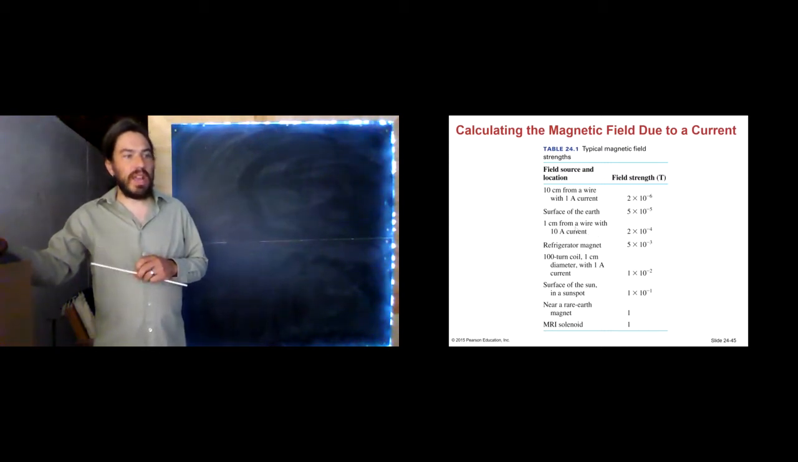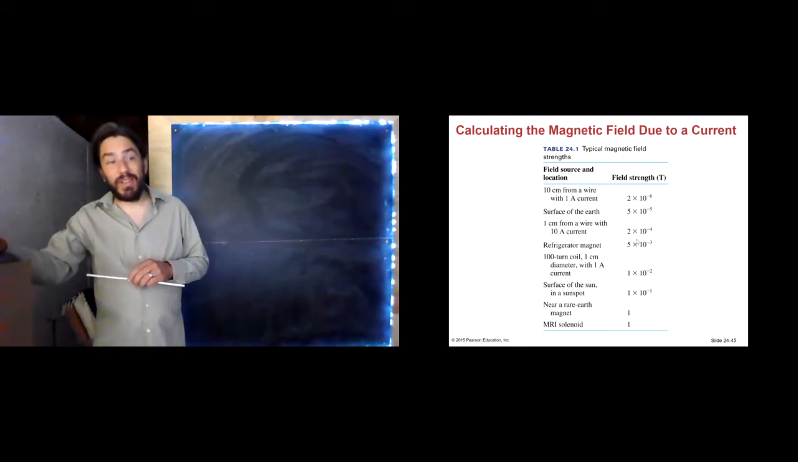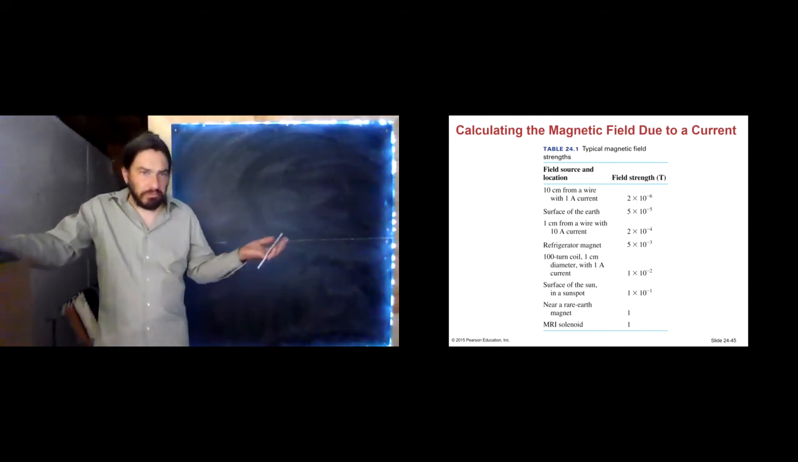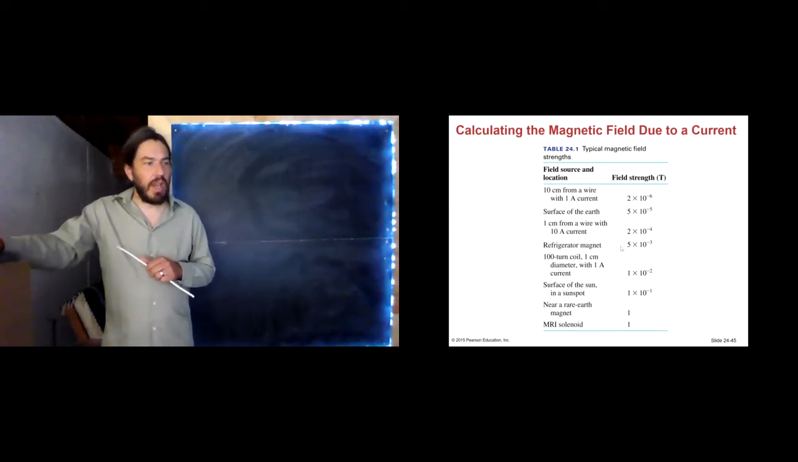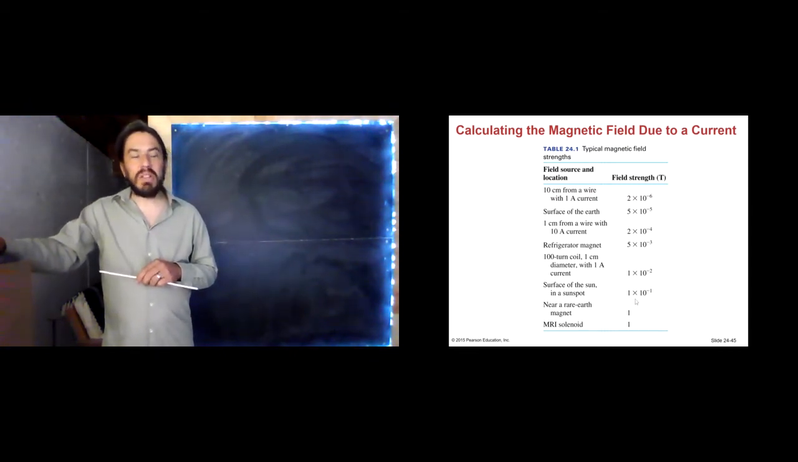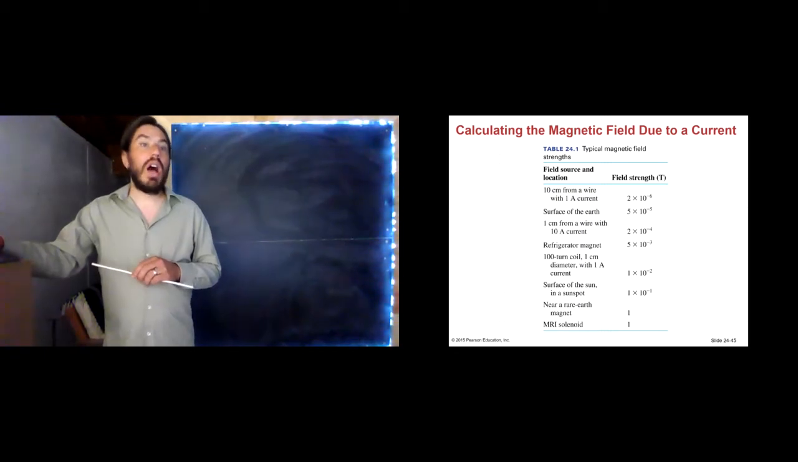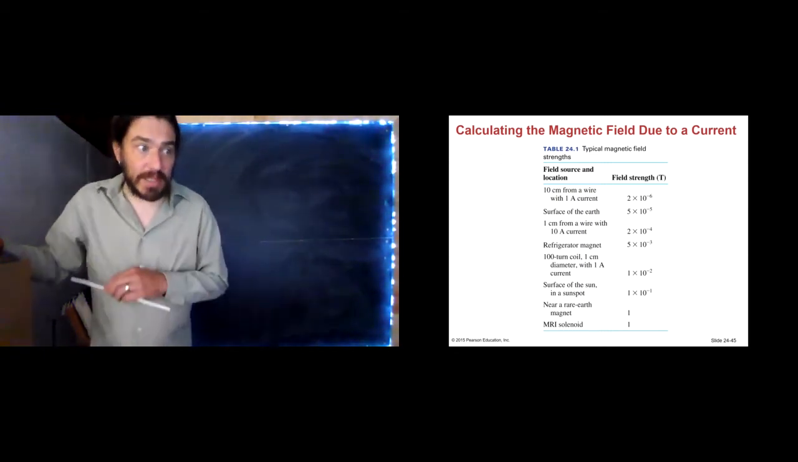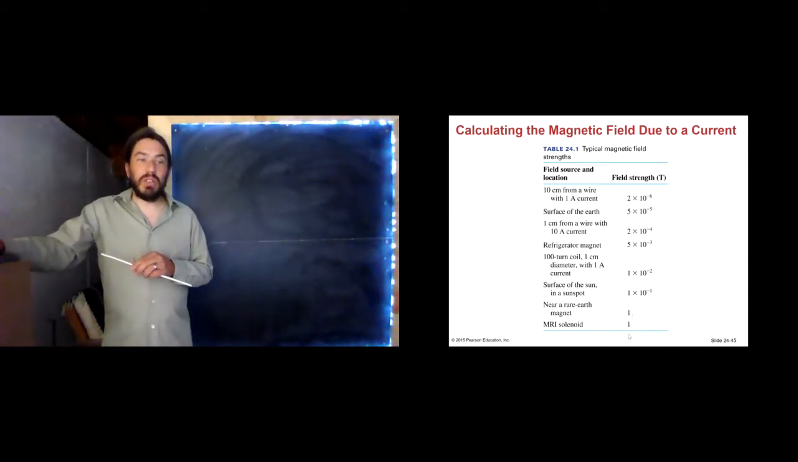If I'm 1 centimeter away from a 10 amp current, well, now I'm getting up here 2 times 10 to the negative 4th Tesla. A 10 amp current is a sizable household current. Nothing too ridiculous. Moving on. Surface of a sunspot. Surface of the sun. Something like 1 times 10 to the negative 1, so something like 0.1 Tesla. I had some of those out in my last lecture. The neodymium magnets. And an MRI solenoid.